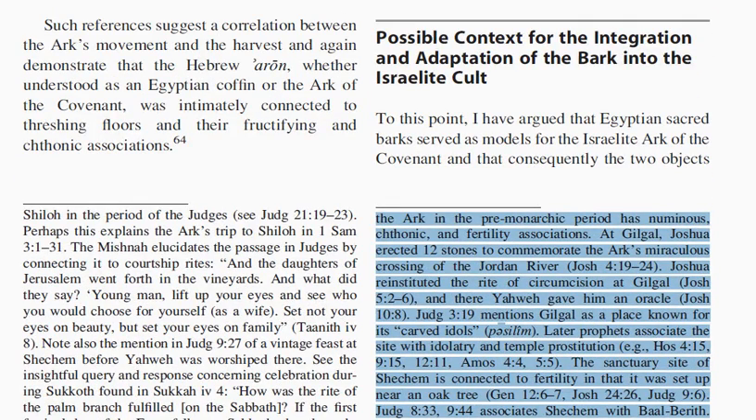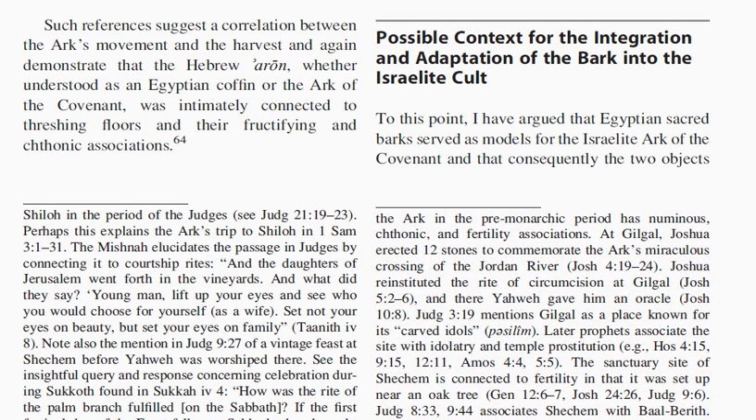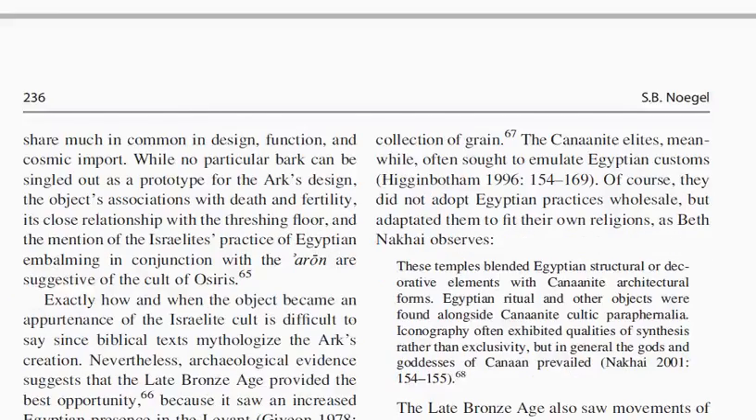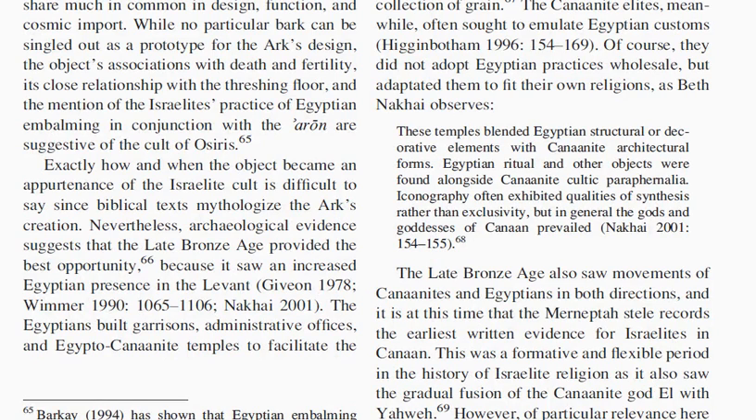Possible context for the integration and adaptation of the bark into the Israelite cult. To this point, I have argued that Egyptian sacred barks served as models for the Israelite Ark of the Covenant, and that consequently the two objects share much in common in design, function, and cosmic import. While no particular bark can be singled out as a prototype for the ark's design, the object's associations with death and fertility, its close relationship with the threshing floor, and the mention of the Israelites' practice of Egyptian embalming in conjunction with the Aaron are suggestive of the cult of Osiris.